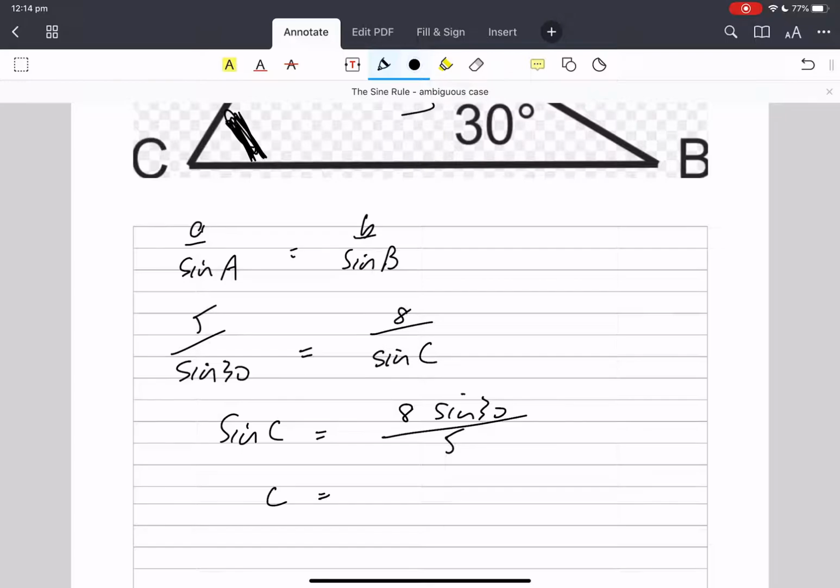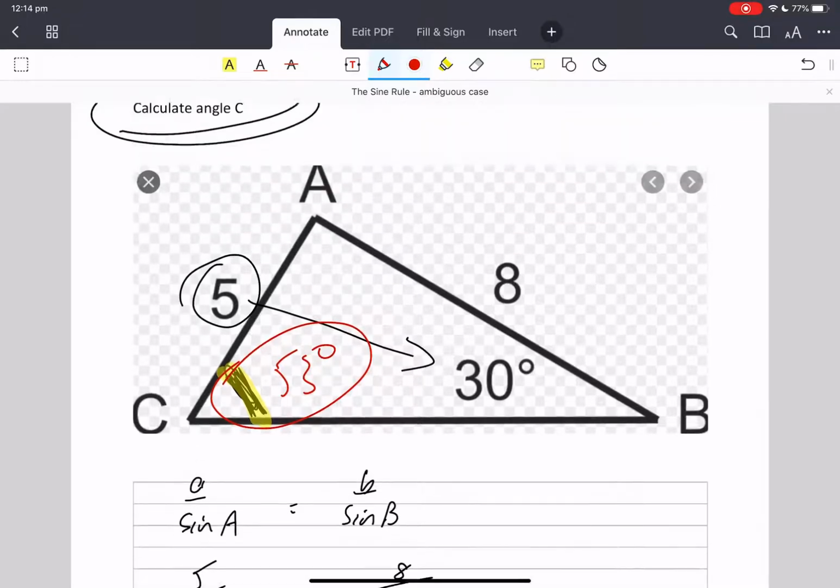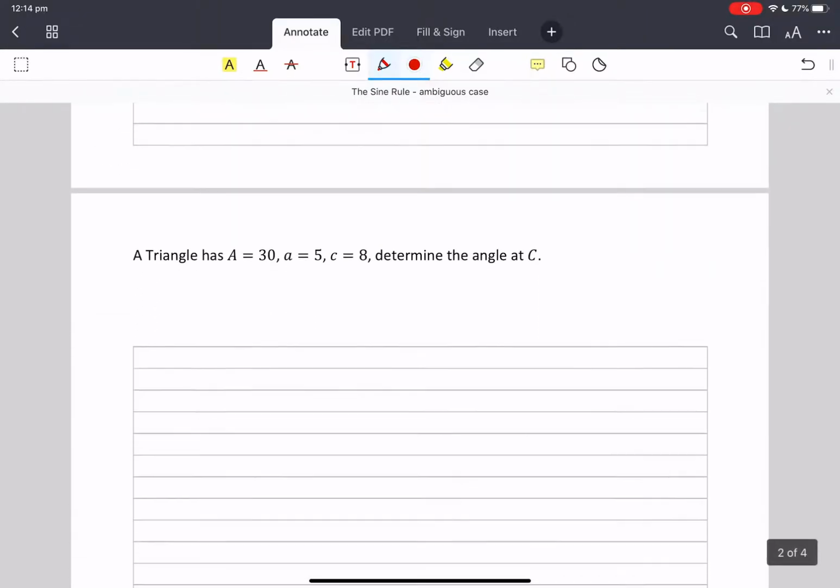And you're just going to use your calculator to arc sine whatever that is, and you're going to get 53 degrees. I really don't have a problem with that. That looks like 53 degrees, and I'm happy to say that that's 53 degrees. Seems like this ambiguous case is a little bit easy. Let's do another one.